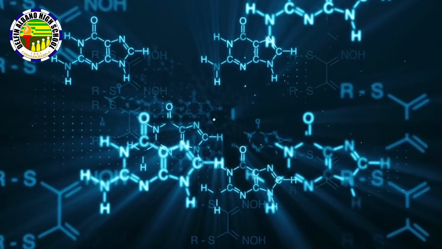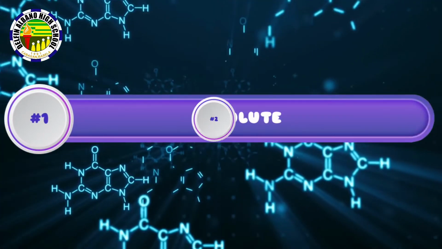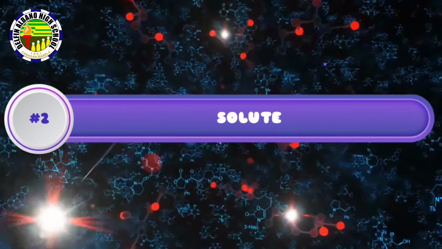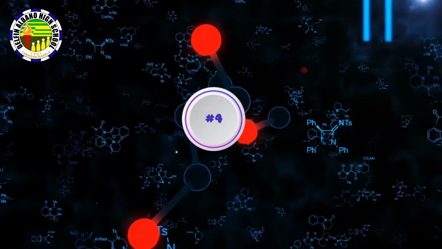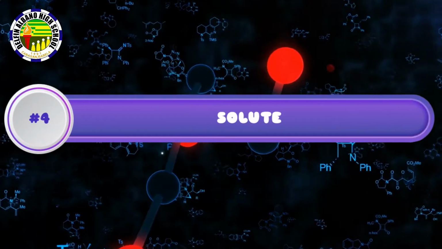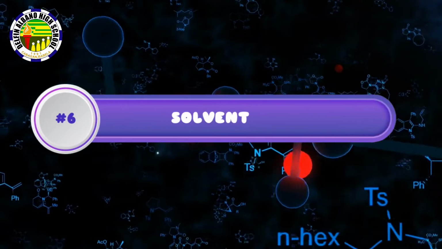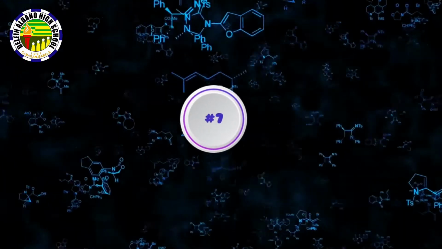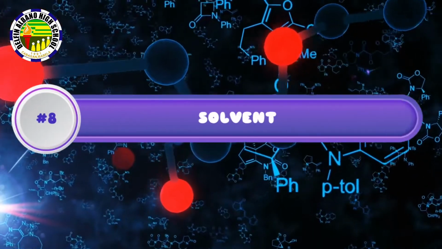Now, let us see how many questions you were able to answer correctly. The correct answer for the first question is solute. Second is solute. Third is solute. Fourth is solute. Fifth is solvent. Sixth is solvent. Seventh is solvent. And finally, solvent for the eighth question.